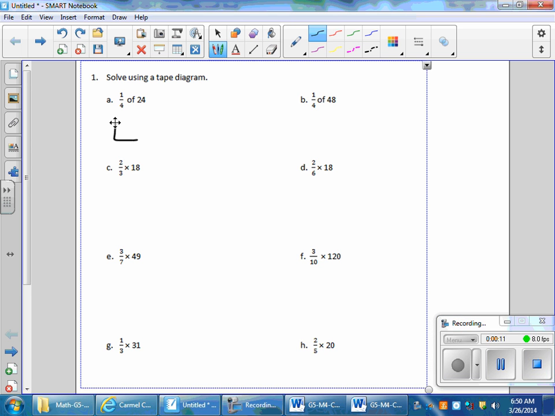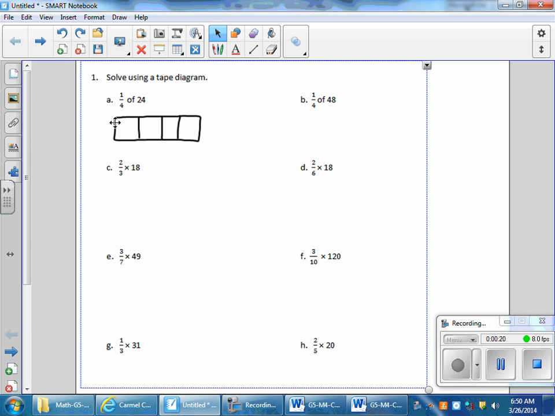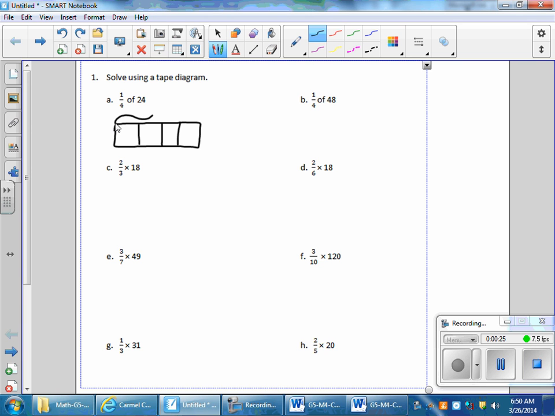Okay, my tape is going to be divided into 4 parts. I'm taking 1/4 of 24, which means 24 divided by 4. 1/4 of that would be 6. Therefore, 1/4 is equal to 6.